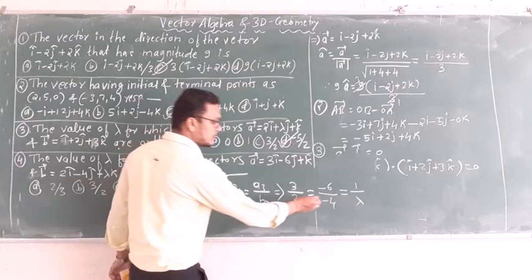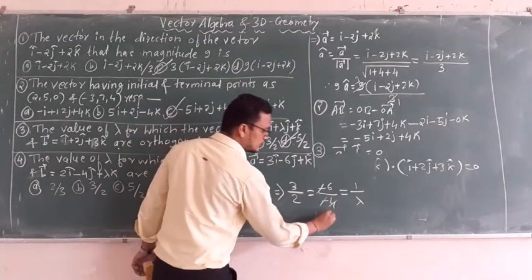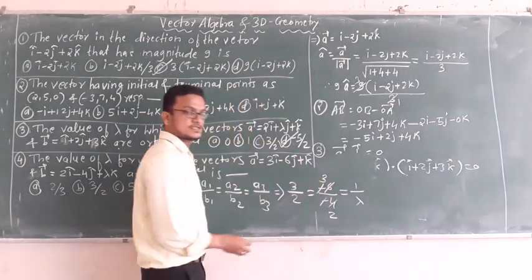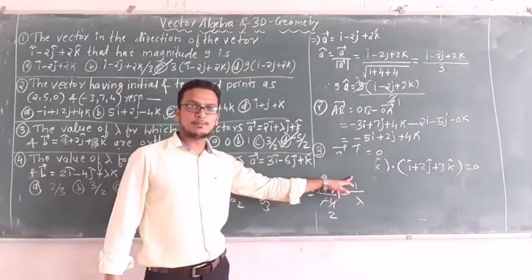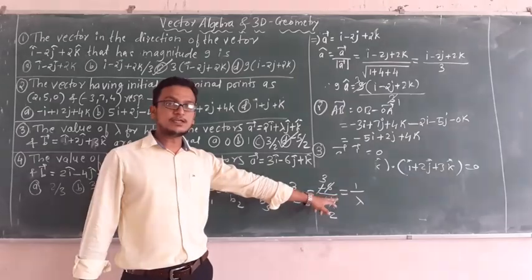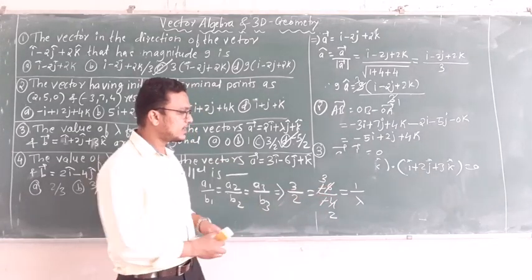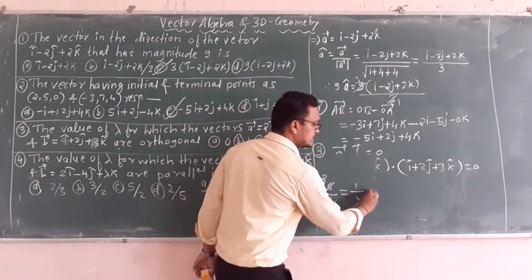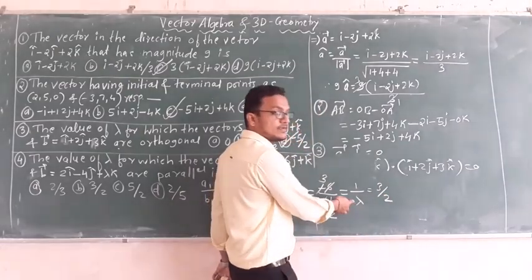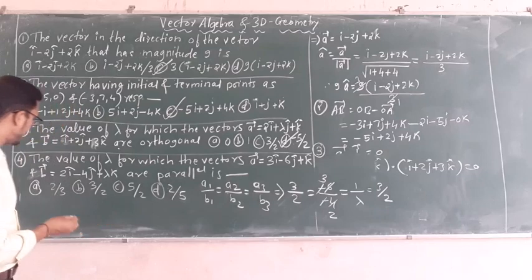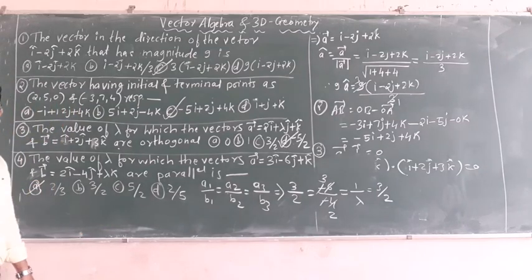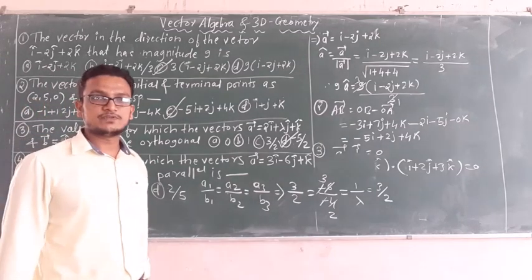Now see here, this minus gets cancelled, 2 2s are 4, 2 3s are 6. So here 3 by 2 is equal to 1 by lambda. Here all are equal. So 1 by lambda value is 3 by 2. What is the value of lambda then? Reverse of that, so it is 2 by 3. Therefore answer is option A will be correct. So pause the video to note it down.